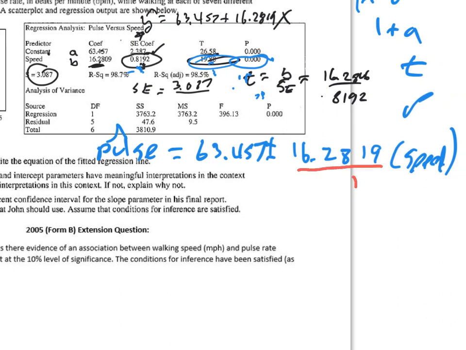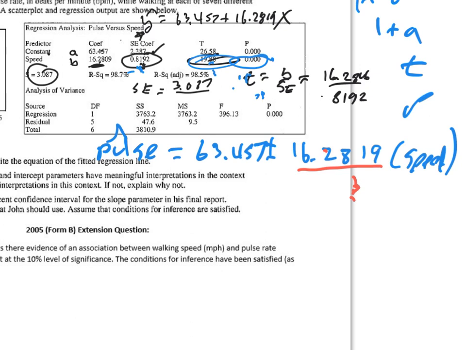You always put a 1 under it. The 1 stands for the x. That's my speed in miles per hour. The top stands for the change of the pulse, which is in beats per minute. So let me see. Here's what I would write. For every 1 mile per hour that I increase my speed, my pulse increases 16.28 beats per minute. Does that interpretation make sense?